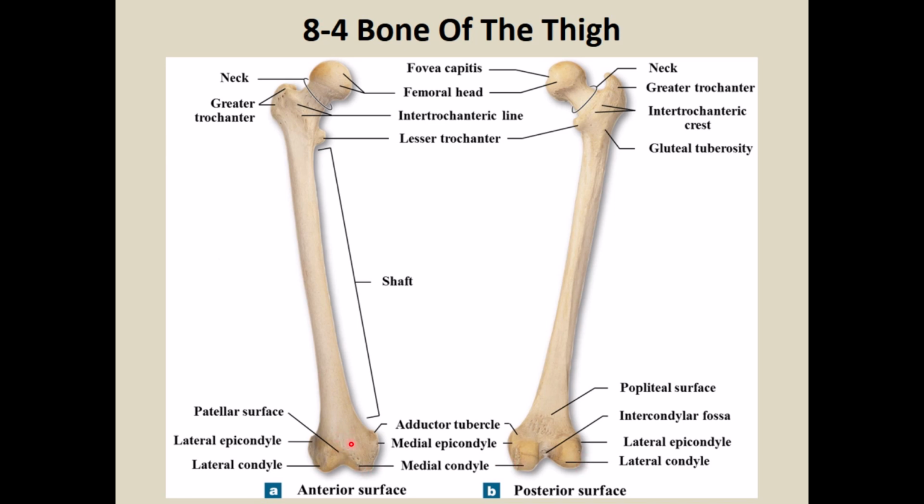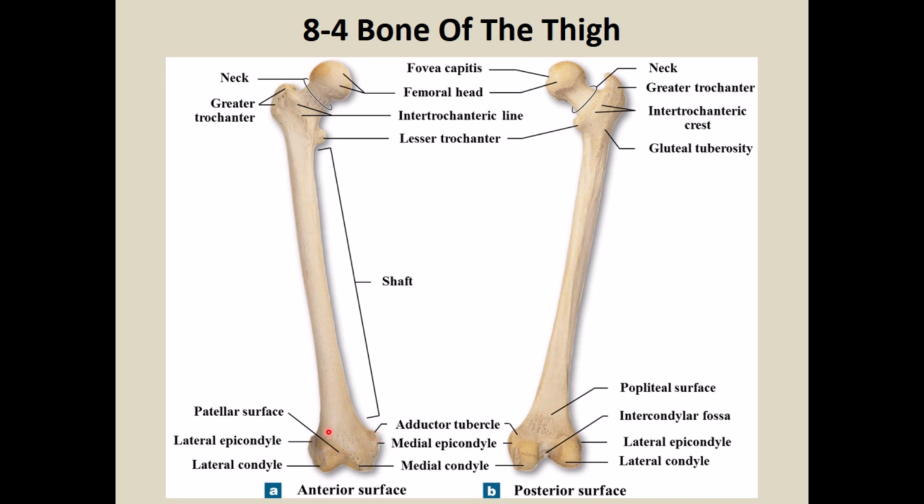Above that, there's a flat area. This is called the patellar surface, and this is where the patella is located. So the femur articulates with the patella in this area. Above these condyles, you have the epicondyles, smaller bony prominences. On each side, there are some muscles and ligaments attached here. Also, you have the adductor tubercle, another bony prominence, and this is where the adductor muscles attach.